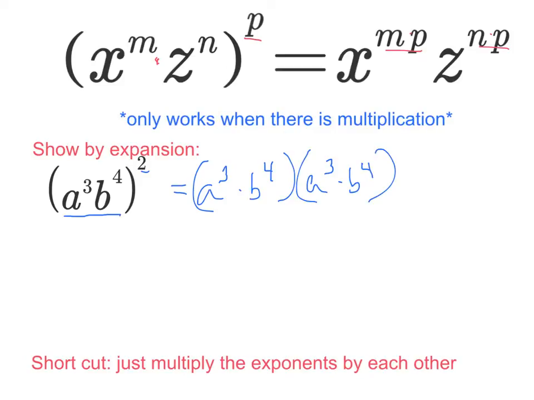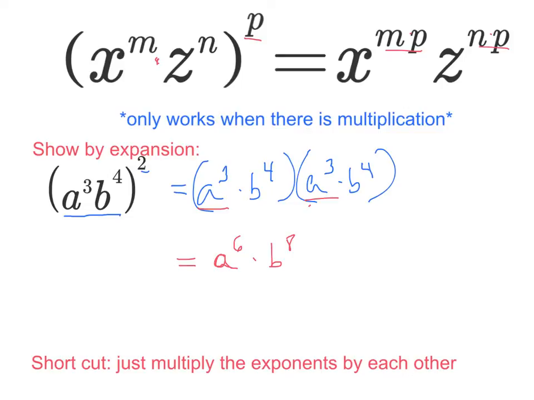Now, think about what we have here. We have two pairs of same bases being multiplied by each other. When they're the same base, we can just add the exponents together. So we have a to the third and a to the third becomes a to the sixth, and then b to the fourth and b to the fourth becomes b to the eighth. All right? So that's how we prove that this works in expanding it.